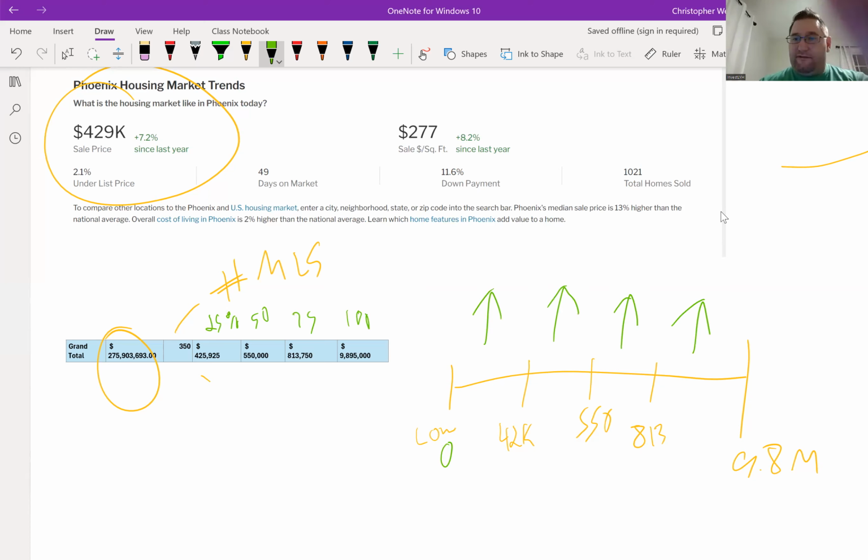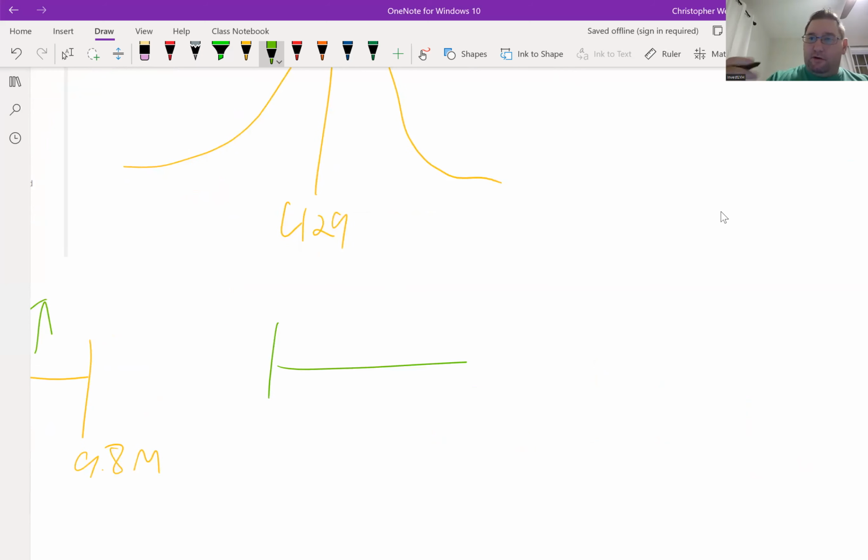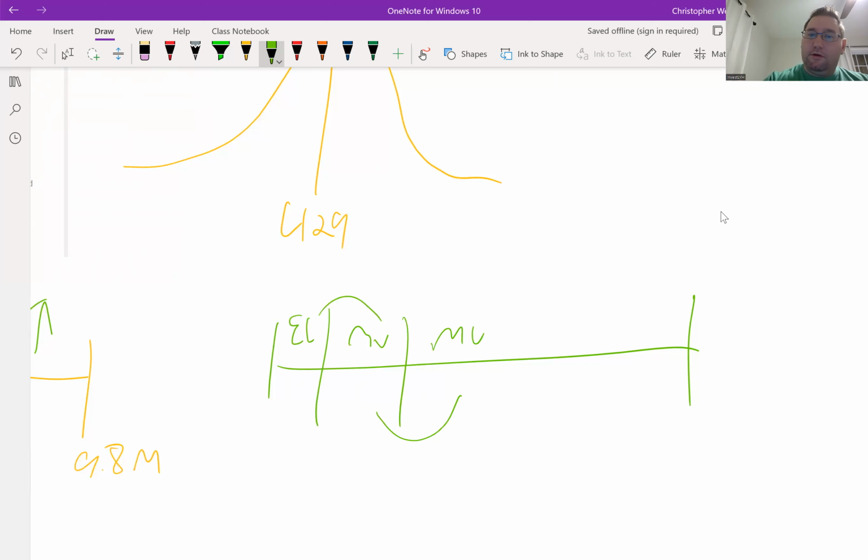Why do I want to identify that? Because we know the life cycle, as I've taught before on this channel, the life cycle of a buyer. Entry level, move up 1, move up 2, possible move up 3, luxury.